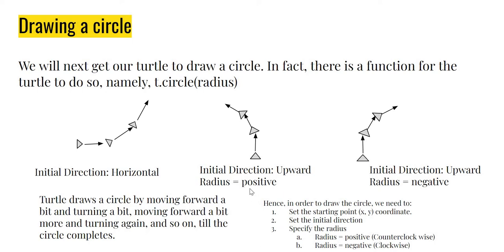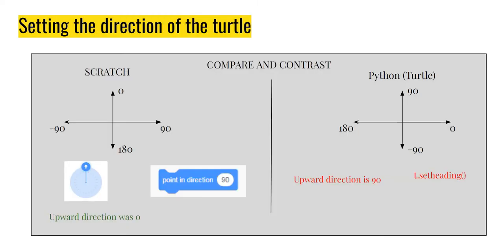Now, how do I do all of this? Well, we know how to set the initial x and y coordinate. We can use the go to method. We have seen that before. How do I set the direction? For that purpose, I can use this command called t.setheading.